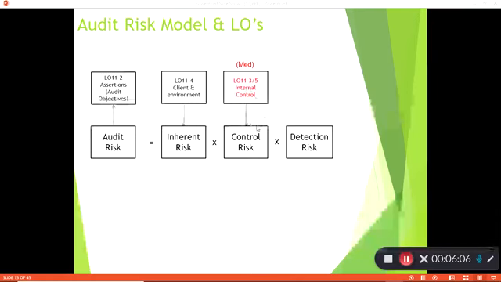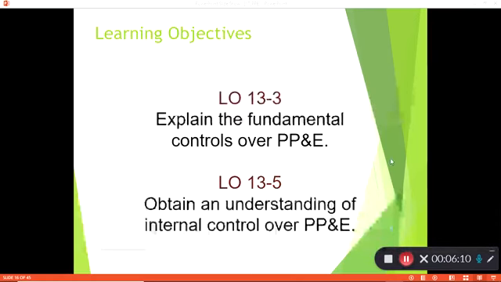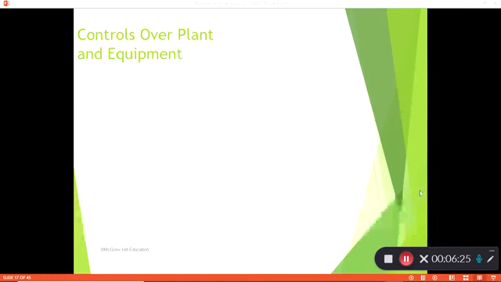But getting into the next set of learning objectives with internal control, understanding those controls, one is as a student, make sure you understand the controls. And then the second learning objective is really about obtaining understanding as an auditor. So I just have lumped them together.